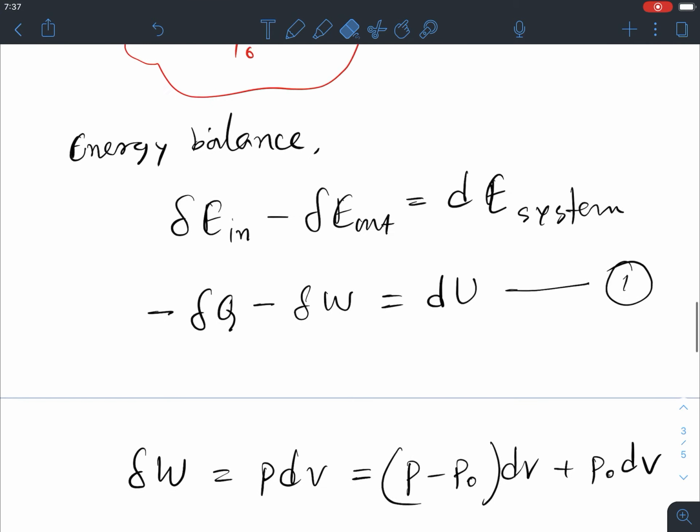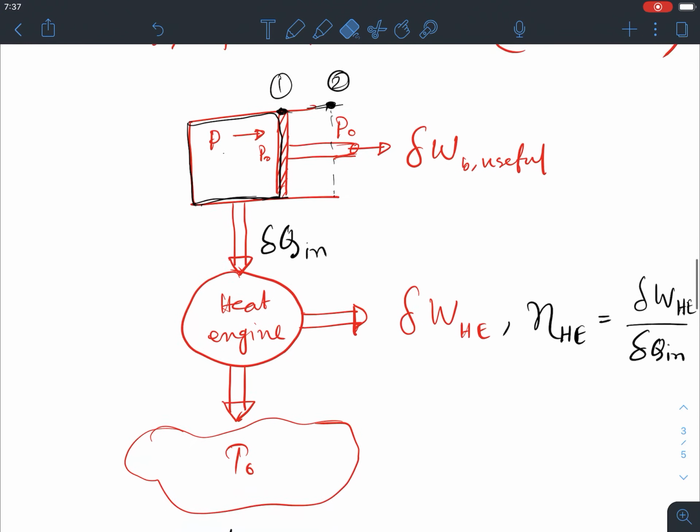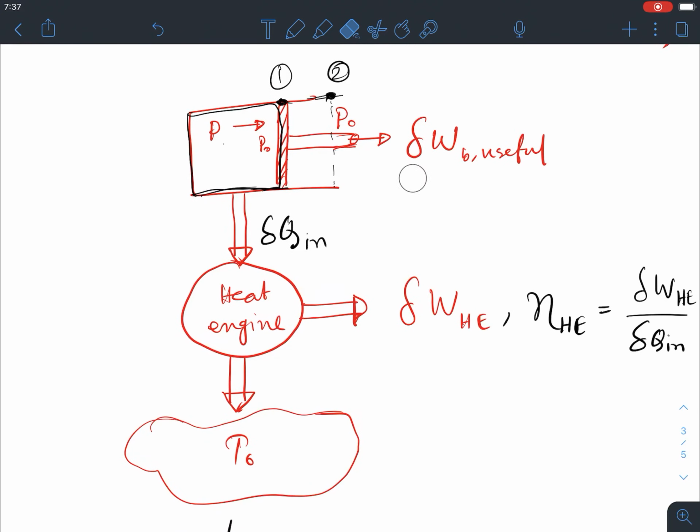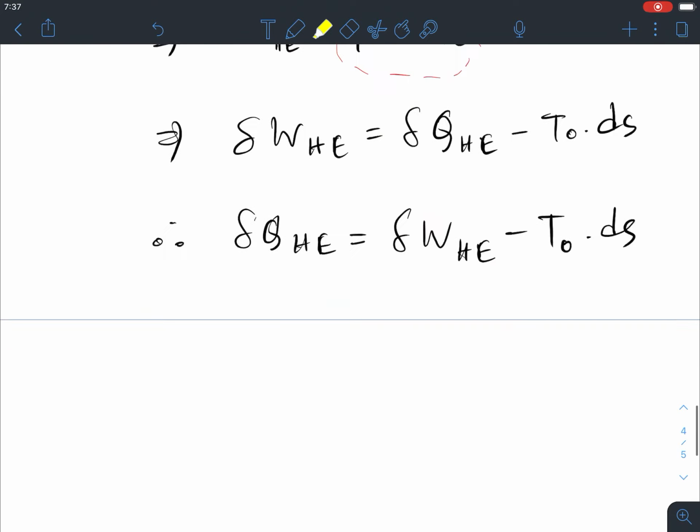So let's plug in all those values in equation number 1. From equation 1, if we plug in all those values, then we'll see. But before that, let me write the total amount of work, because you can see from this diagram two different works are being produced. One is the useful work right here, and another is the heat engine work.